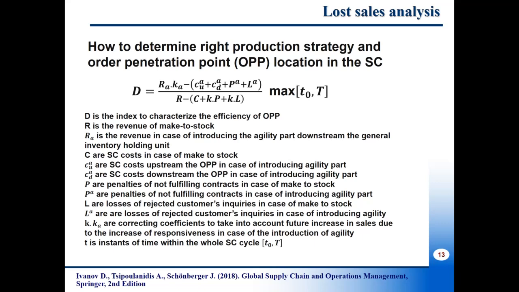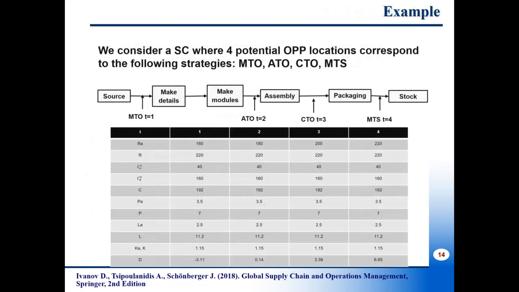Now let's go to our example here. We consider a supply chain where 4 potential order penetration point locations correspond to the following strategies: MTO, ATO, CTO, and MTS. For instance, parts from suppliers are delivered to the manufacturing plant using make to order, and therefore the time to deliver takes about 1. It can be 1 hour, 1 day, 1 week, or 1 month.